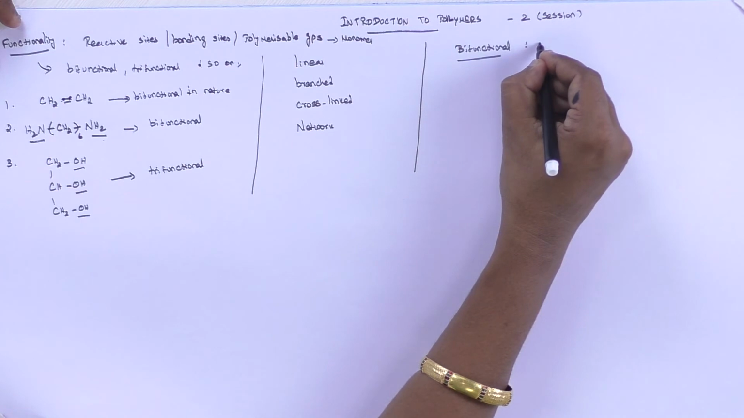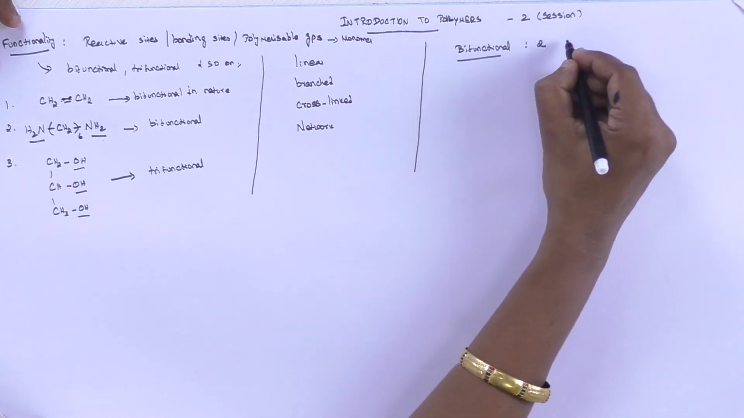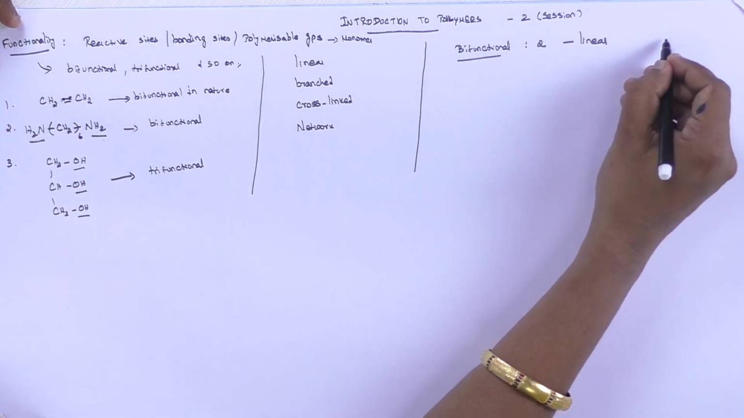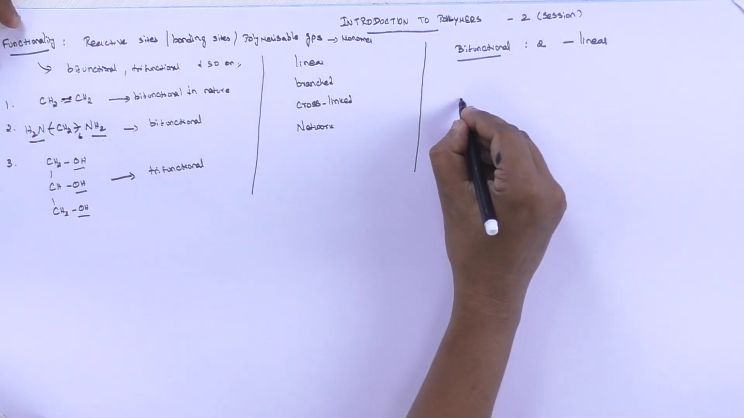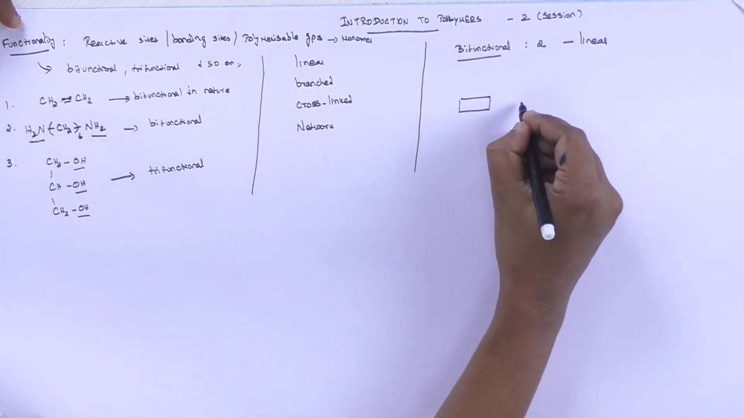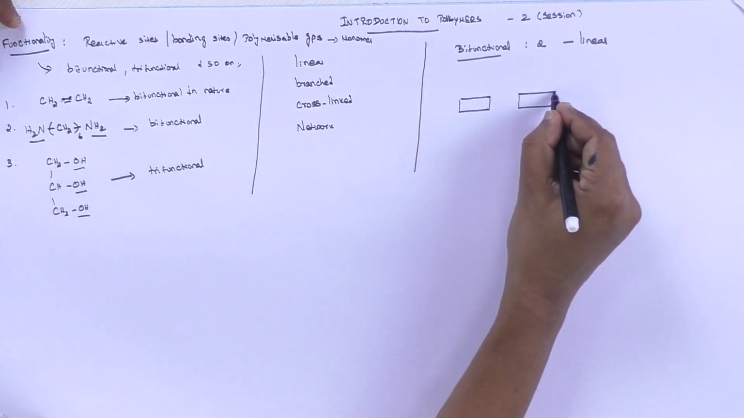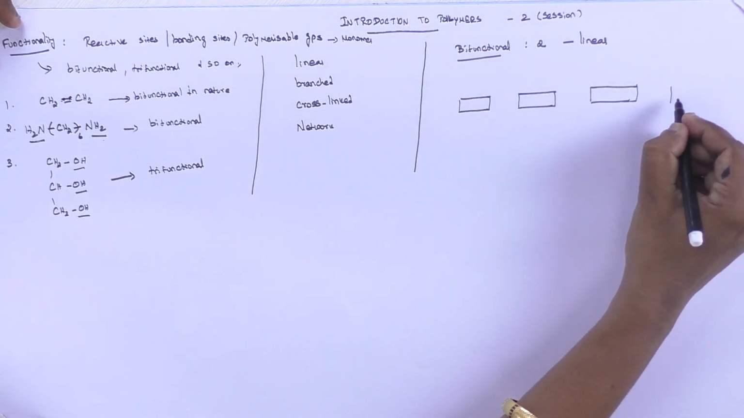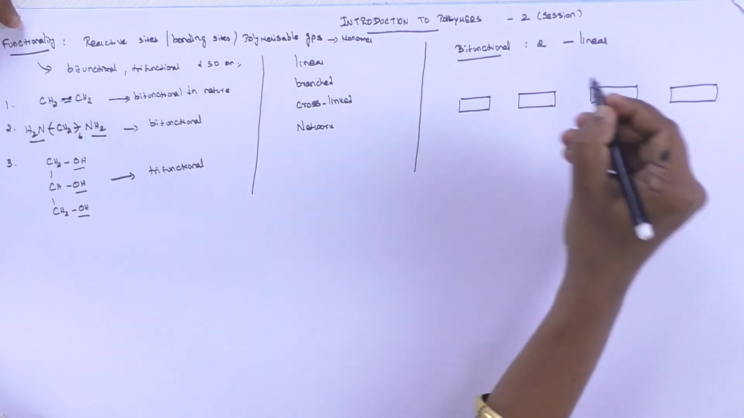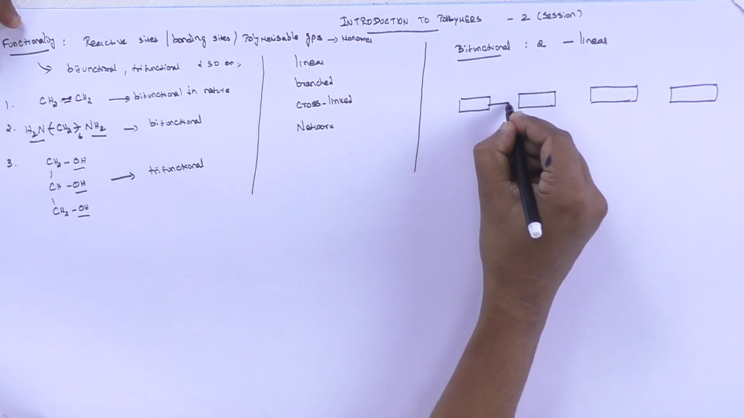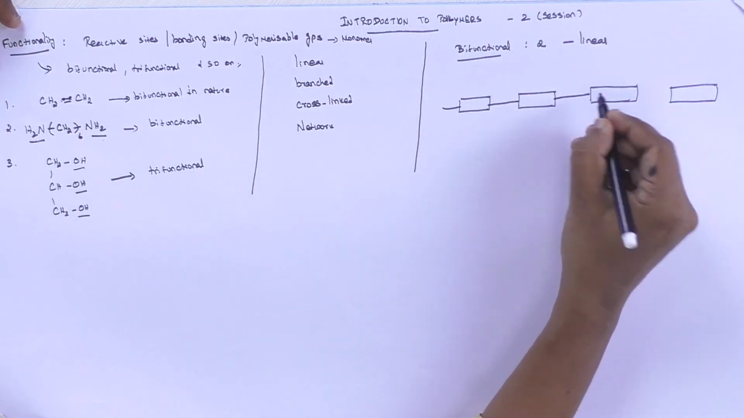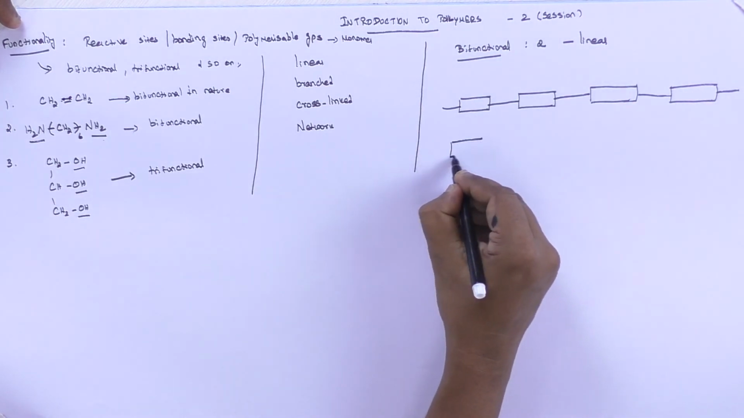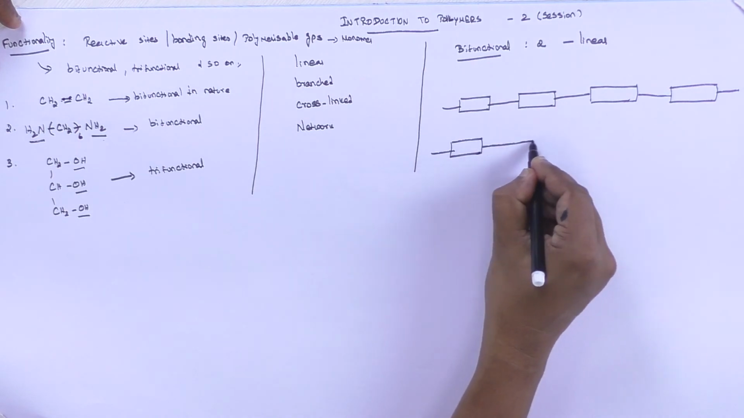If the functionality is 2, then it will form linear polymers. Straight chain polymers will be produced. I am drawing the structure here. Assume all these are the monomers. Linear polymers like this will be formed. So, this is a monomer, and again you can have another monomer also.